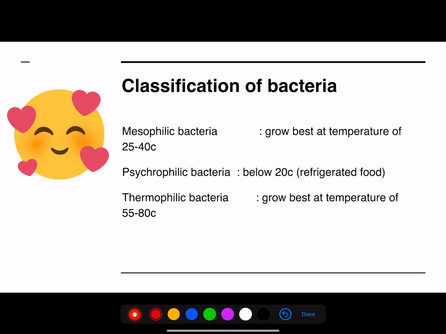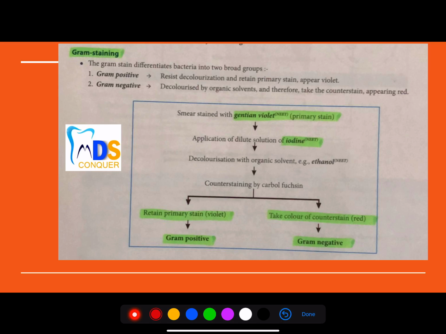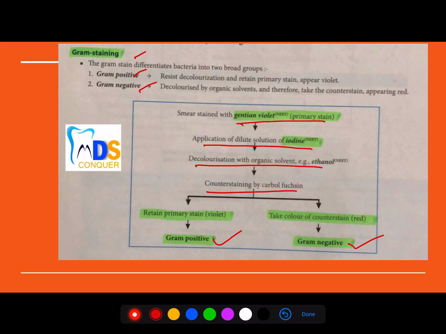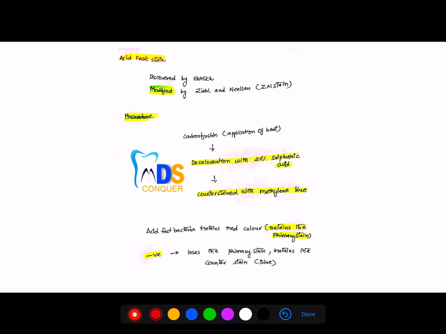Classification of bacteria based upon the temperature: mesophilic, thermophilic, and everything. Most familiar, just have a glance. Staining, what is gram positive, gram negative? What is a primary stain? Then application of iodine, then application of a decolorizing agent, then you are going to apply the counter stain. If it remains in the primary stain, then it's positive. If it takes the counter stain, then it's going to be negative.